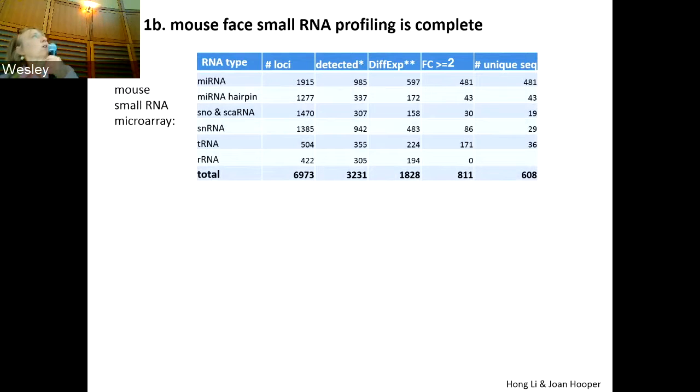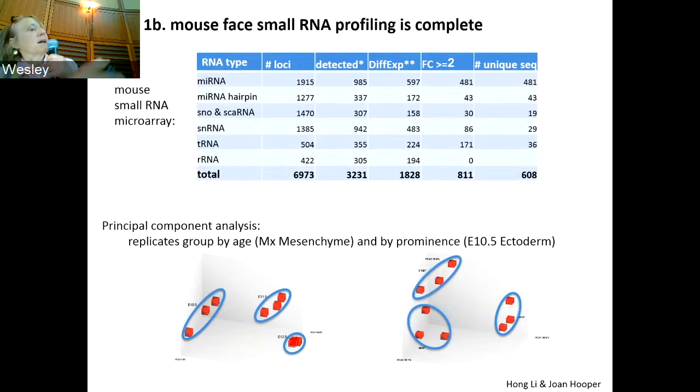We ran our 60 different samples across it and came up with several hundred significantly differentially expressed small RNAs. Again, in terms of the quality of the data and the principal components, the different samples group very nicely by age and also by prominence, and also, not shown here, by tissue layer.